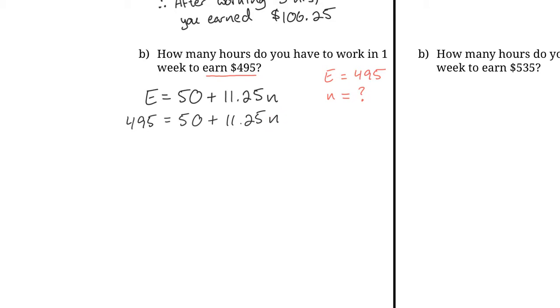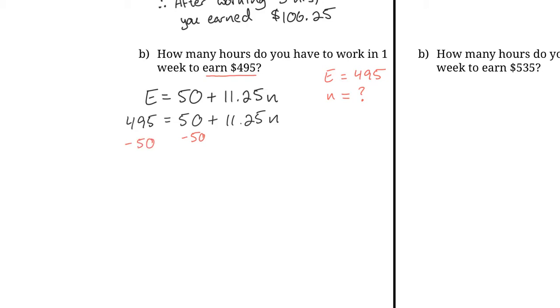When we're solving this equation, we need to isolate n. n is right beside this 11.25 because these are being multiplied by each other, so we can't get rid of this yet. We need to get rid of this 50. 50 is a positive number and it's being added in this equation, so we need to do the opposite. We need to subtract it. So we're going to subtract 50 from both sides of the equation.